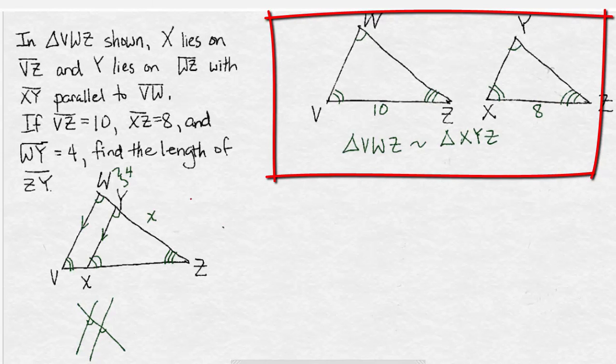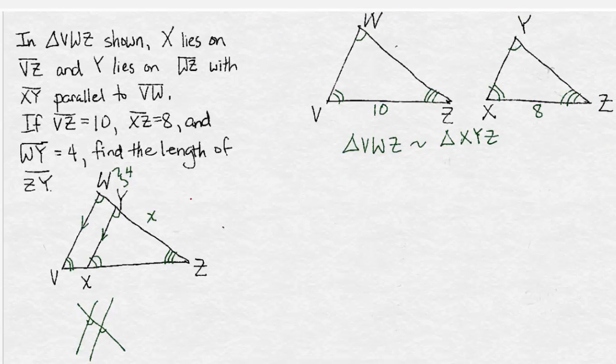So over here on this pair of diagrams, I'm going to label WZ as being the sum of x plus 4, because remember, the point Y was right here. And WY was 4, YZ was x, so the whole thing will be the sum of x and 4. And then over here, YZ is just x. And then what we see is we have pairs of corresponding sides. So setting up a proportion, the ratio of 10 in the larger triangle to 8 in the smaller has to be equal to the ratio of x plus 4 in the larger triangle to x in the smaller.